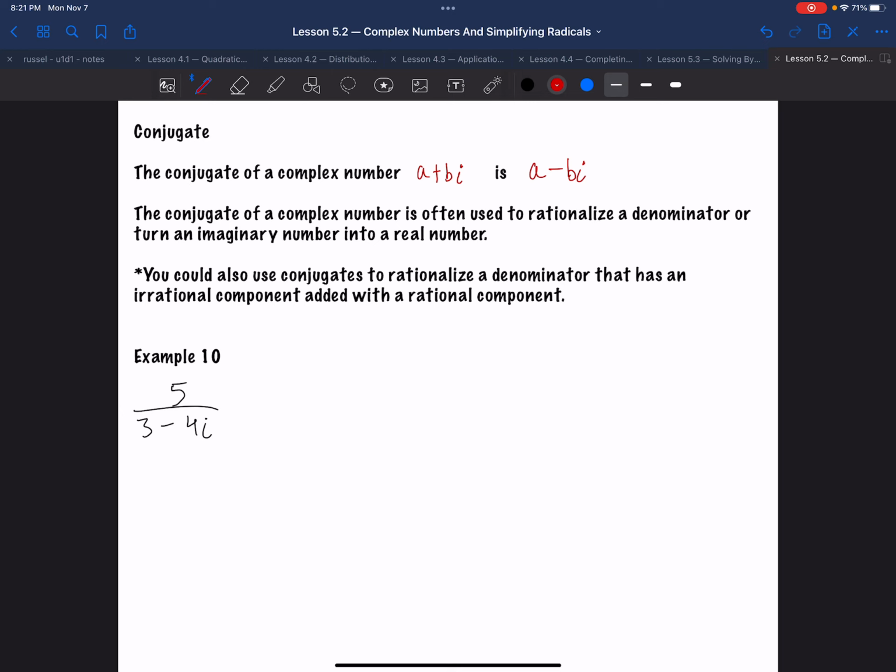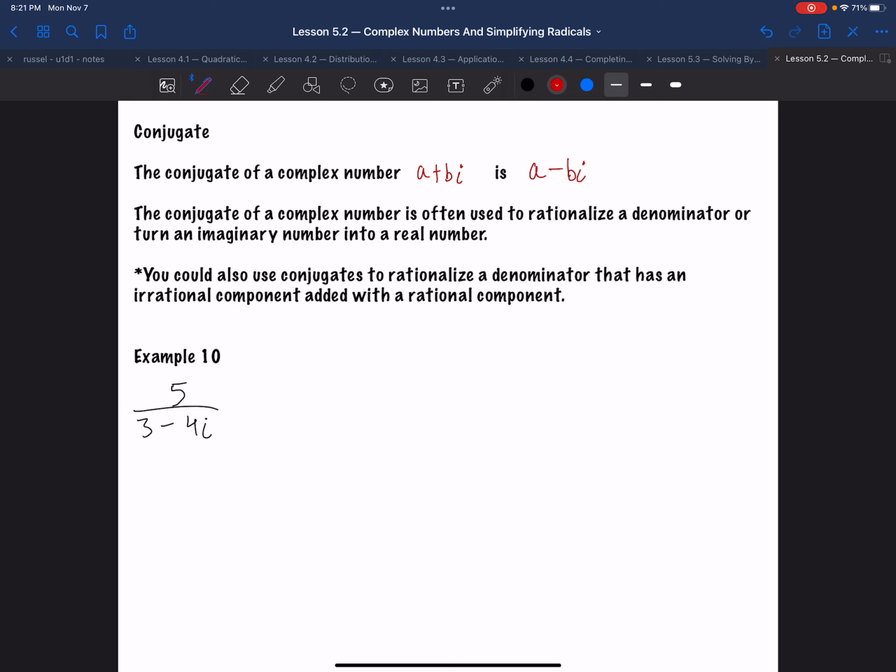Why are we bothering with this vocabulary? Well, the conjugate of a complex number can be used to rationalize a denominator or turn an imaginary number into a real number, so long as you're keeping things balanced, right? Also, you can use this idea of conjugates to rationalize denominators which have irrational and rational components. So, similar idea. You can use this for more than just imaginary numbers, and you will.